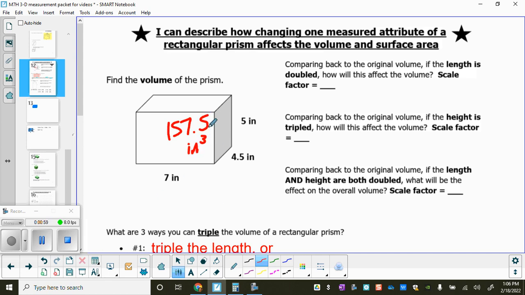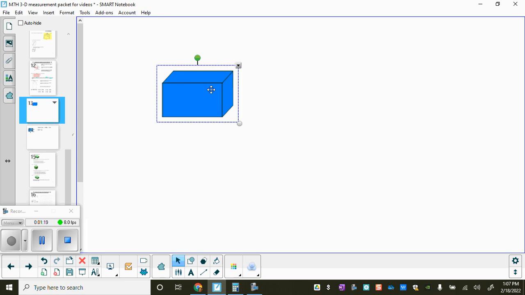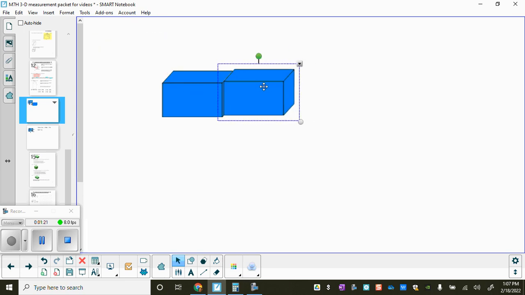All right, cool. Now comparing back to this original volume, if the length is doubled, how will that affect the volume? Okay. Now if the length is being doubled, our scale factor here, y'all, is a 2. We're only multiplying one of the dimensions by a 2. So if this is the original prism right here, if I double the length, I'm just saying make it twice as long. So that means basically it's going to hold twice as much, okay?